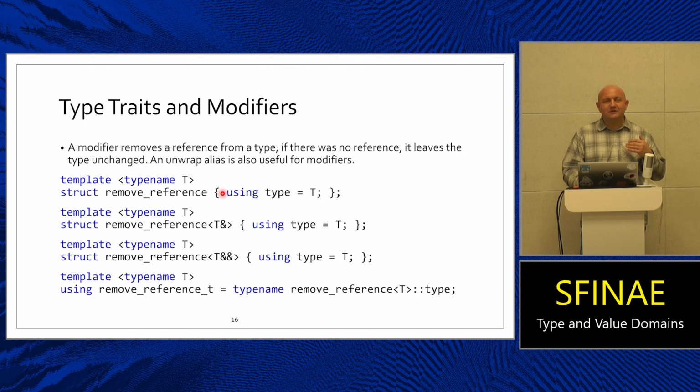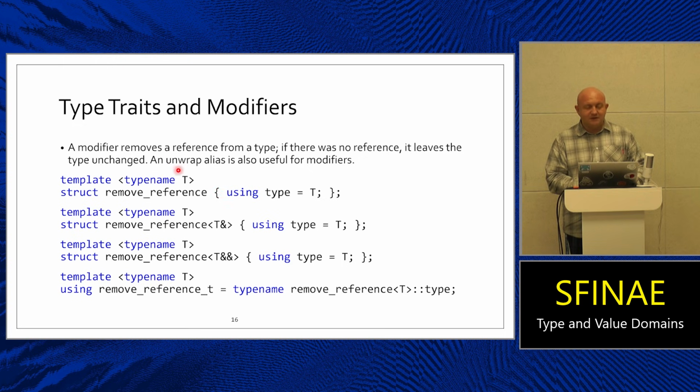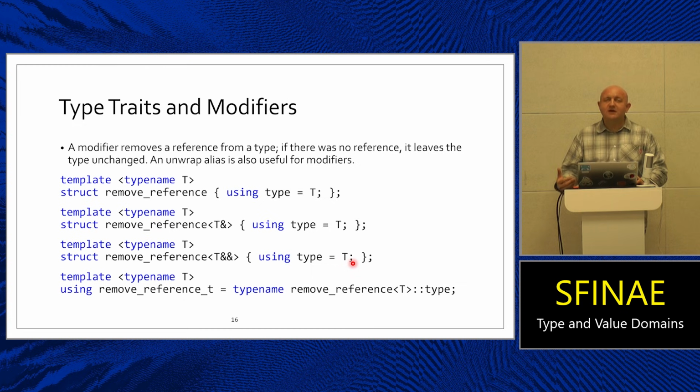The question may be posed like this. What should remove_reference of int do? Well, there's no reference on int to remove, so the best option is to do nothing. And our primary template simply defines type equals T. And then we add two partial specializations, one for T& and one for T&&, both producing type equals T. And of course, we add an alias remove_reference_t as our unwrap form. Perfect. Now references disappear when they exist, and when they don't, nothing breaks.